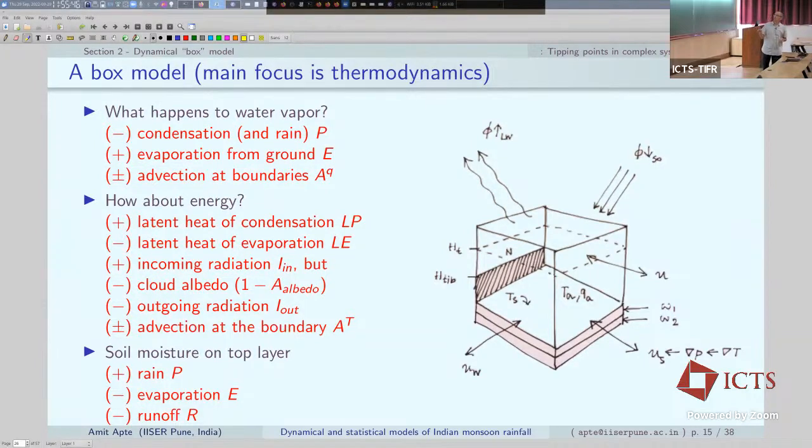For the energy, same process, as I said, the latent heat, and the latent heat of evaporation now from the ground. Incoming radiation, clearly, but incoming radiation which is modulated by the cloud albedo.